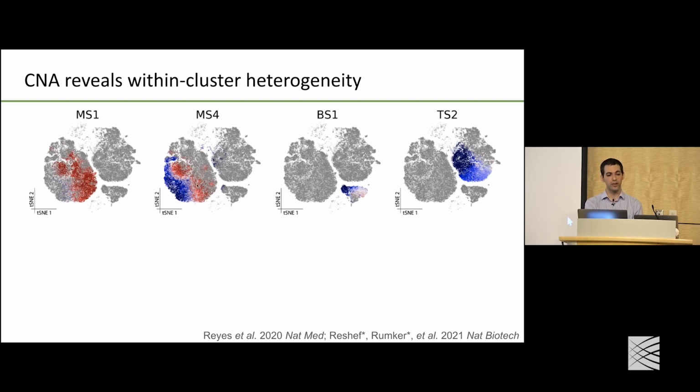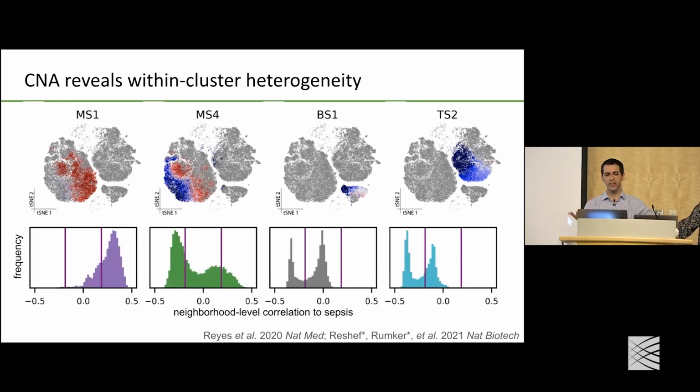So in MS4, we have a subset of cells that's expanded, that's these red cells, and a different subset that's depleted. And in BS1, and in TS2, we have a subset of cells that's more strongly depleted than the cluster at large. So there's kind of this white area, which are cells in the cluster that don't seem to have a very strong local abundance correlation to the sepsis phenotype.